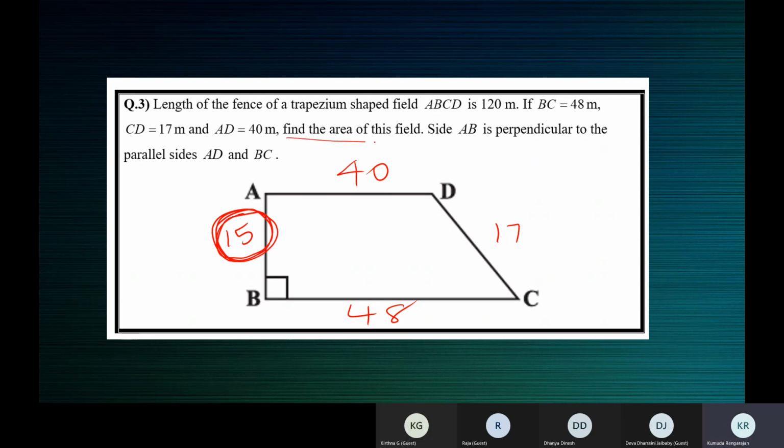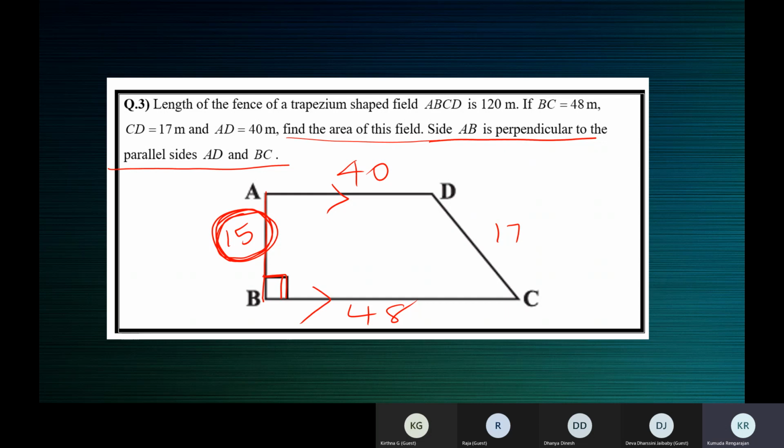Now the question is, find the area of this field. And it's given that side AB is perpendicular to the parallel sides AD and BC. AD and BC are the parallel sides, and AB is perpendicular. That is, AB is the perpendicular distance between the parallel sides, because that side is perpendicular to BC.